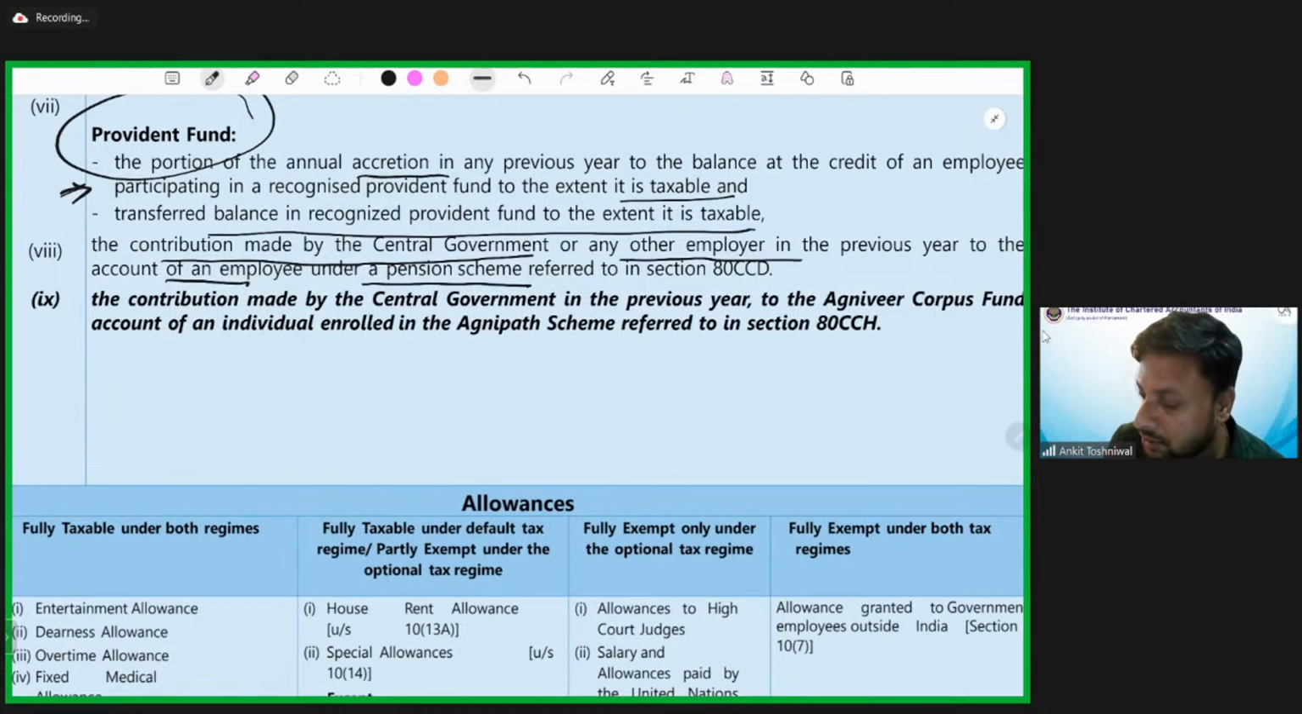Last one, similarly, the contribution made by the central government in the previous year to the Agniveer Corpus Fund. There is an Agniveer Corpus Fund. The Agniveer scheme is there, and if the government makes any contribution in the previous year in that scheme for the individual, that is also covered by salary. Okay. However, we will talk later that there are certain deductions available for these two.